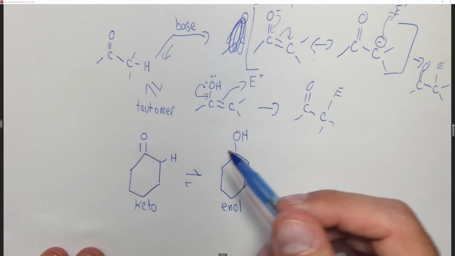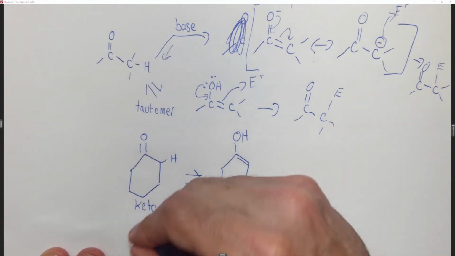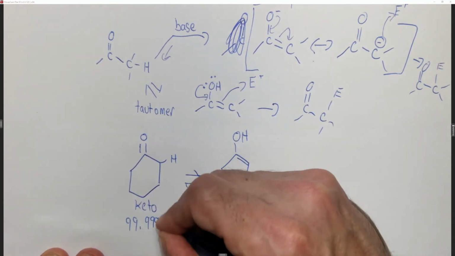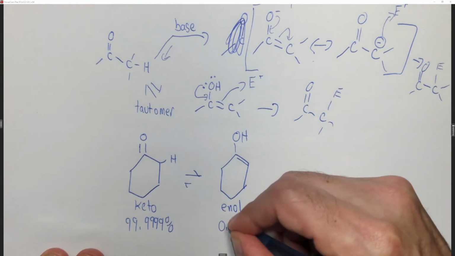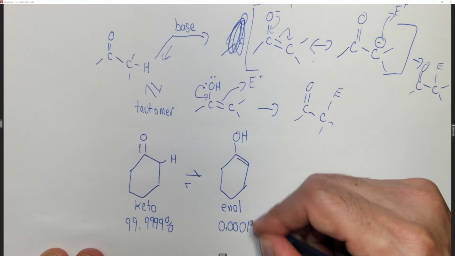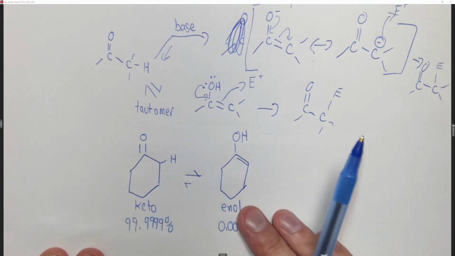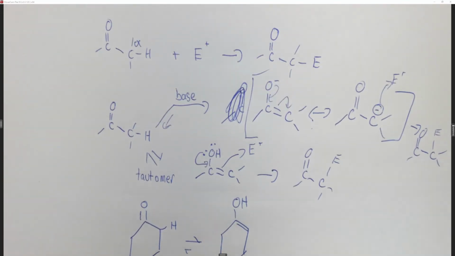Now, if we were to look in reality, and there are ways to measure this, such as in an NMR, this is 99.9999% abundant, and this is only 0.0001% abundant. So the keto form is by far the more stable or the favored form, and the equilibrium definitely favors the keto. Let's look at the mechanism to convert from one of these things to the other.